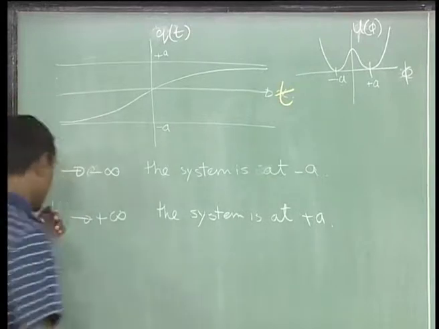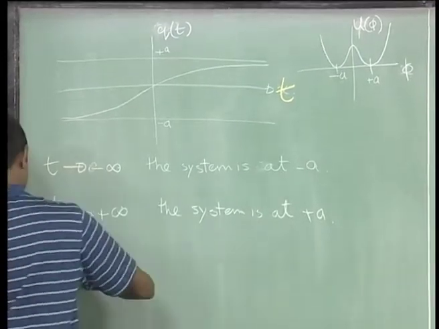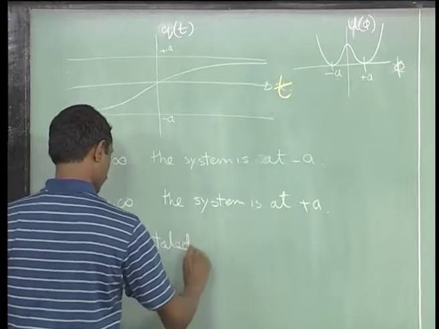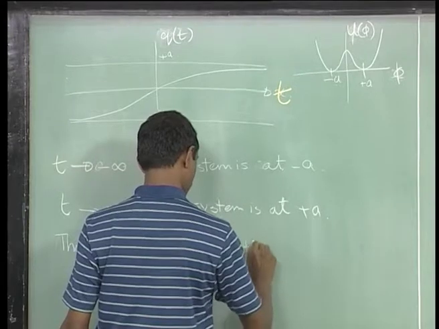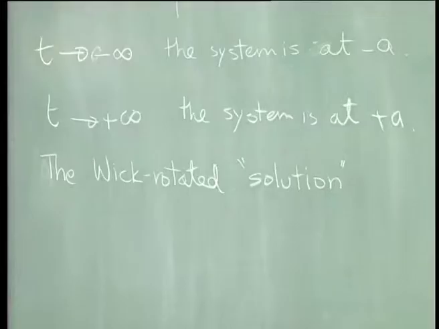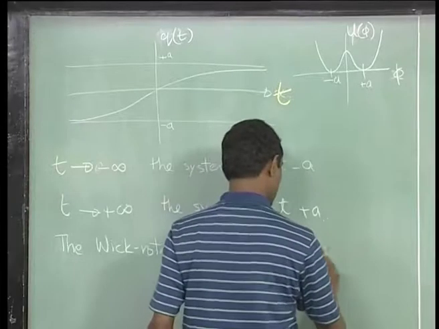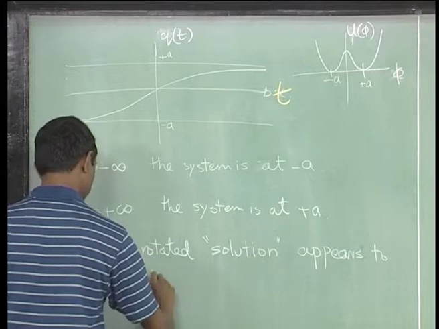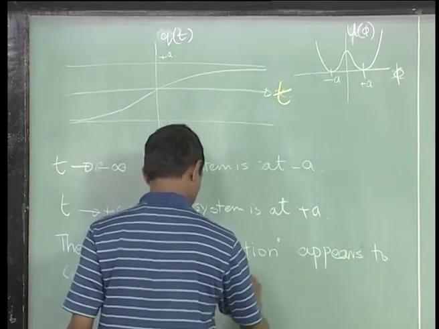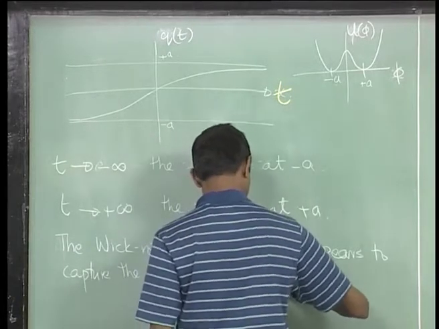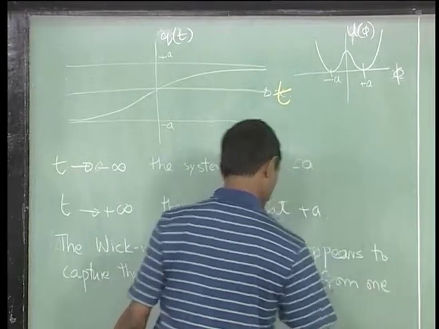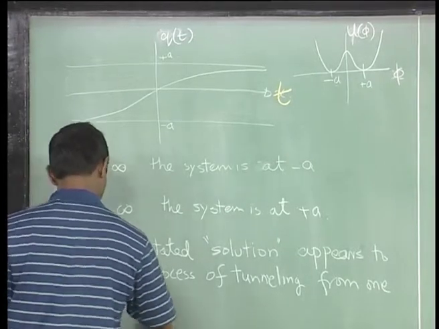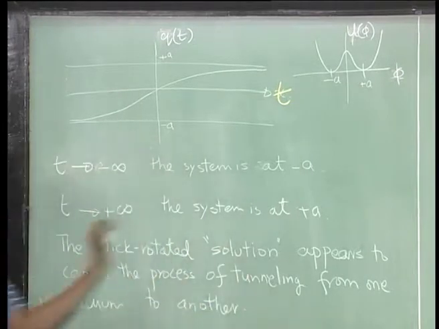Tunneling. Okay. So you can see that a kink, the Wick rotated solution, appears to capture the process of tunneling from one vacua, or one vacuum, to another.